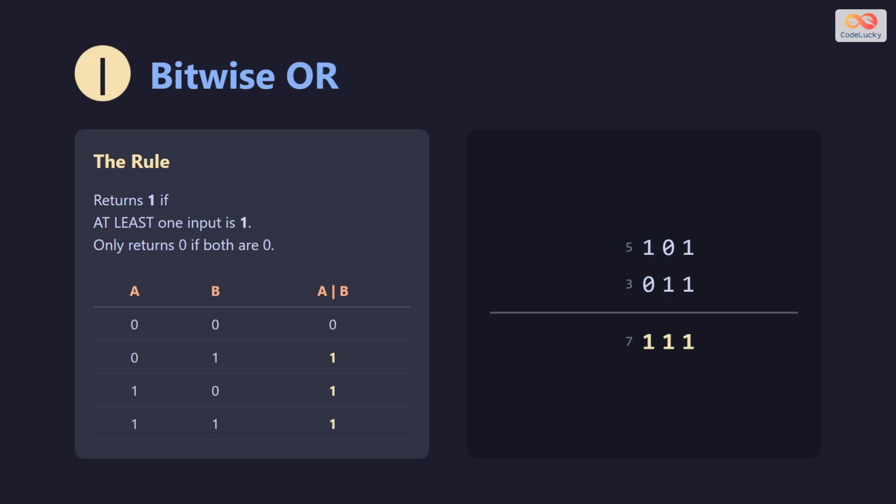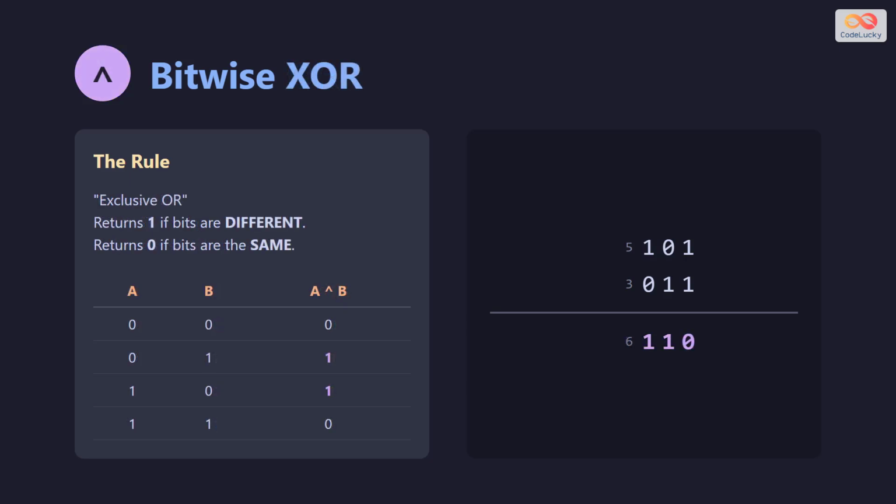Next up is the bitwise OR, represented by the pipe symbol. This operator is more generous. The result is 1 if at least one of the input bits is 1. It only returns 0 if both inputs are 0. So, 5 or 3 gives us 7 because every position has at least one 1 present.